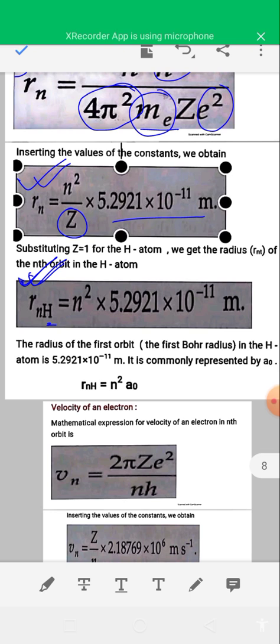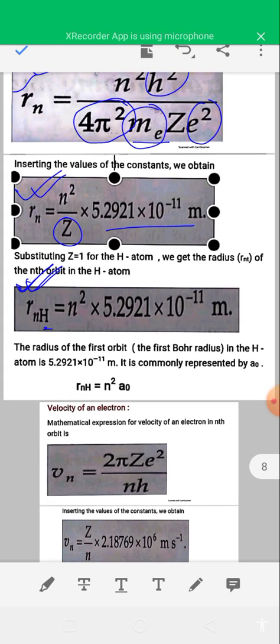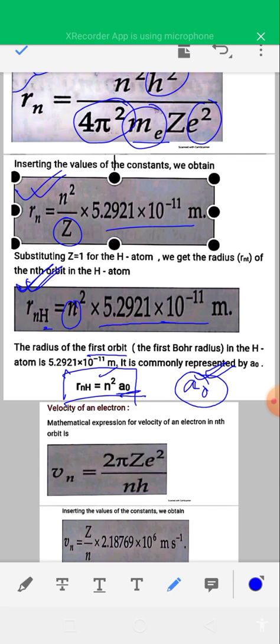The radius of the first Bohr orbit, that is r1, in the hydrogen atom: for the calculation of the radius of the first Bohr orbit, you have to put the value of n equal to 1. The radius of the first Bohr orbit is 5.29 into 10 to the minus 11 meter, which is generally written as a0. a0 is equal to 5.29 into 10 to the minus 11 meter, or you can also write 0.529 angstrom. So a0 is the radius of the first Bohr orbit. So you can write the radius of the nth Bohr orbit for the hydrogen atom, Rn, is equal to n square into the radius of the first Bohr orbit. You can also write this equation.